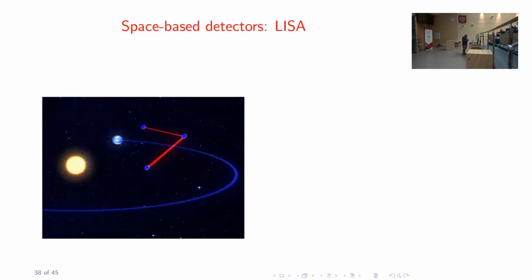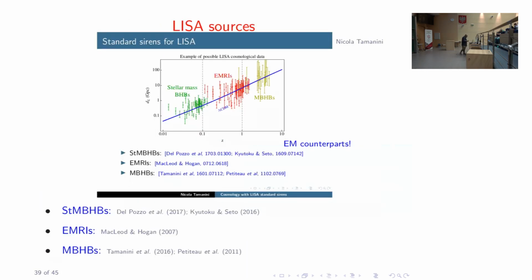I'll briefly mention the space-based detector concept, LISA. It is a triangular configuration that's going to follow the Earth around its orbit, and LISA is going to be sensitive to different sources, not only stellar mass binary black holes, but also supermassive black hole binaries, and some of these LISA supermassive black hole binaries are going to have electromagnetic counterparts as well.